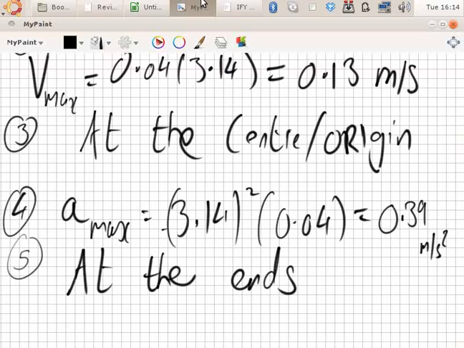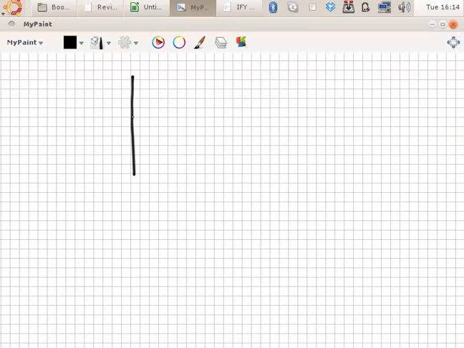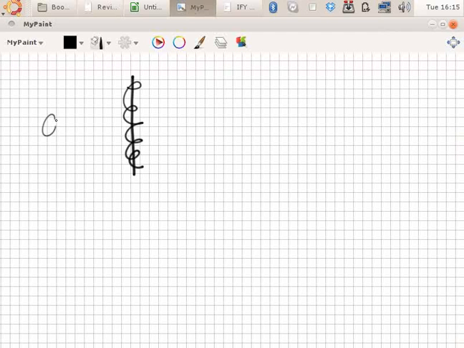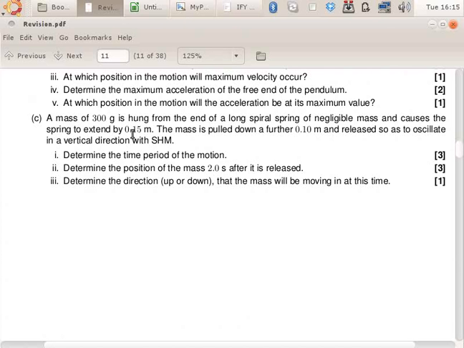this is your situation. You have a spring, and 300 grams is put at the end of it, and that causes the spring to extend to 15 centimeters. The mass is pulled down a further 10 and released so it will oscillate. So this here is 15, and then there's the weight at the end and it's 300 grams. And then somebody comes along and pulls it down further, an extra 10.